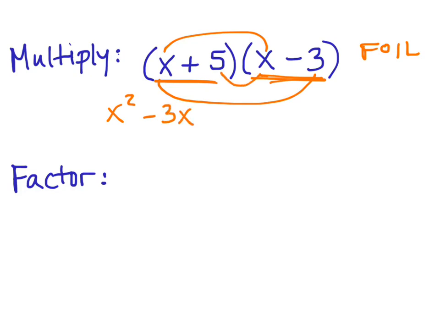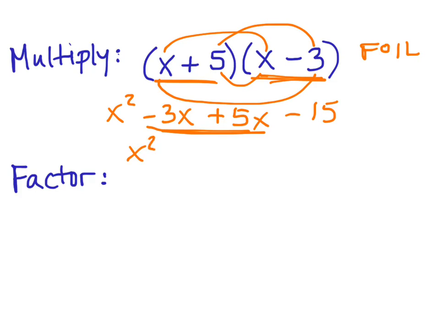Inners, 5 times x is 5x. And then last, 5 times negative 3 is negative 15. Okay, and then finally just simplifying, I've got two like terms that I can combine. So x squared, negative 3 plus 5 is positive 2x minus 15.